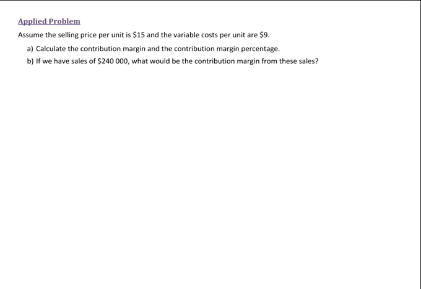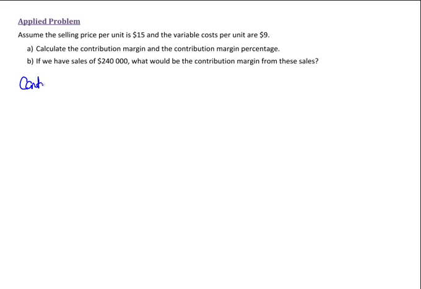So now let's look at an applied problem. We've looked at the basics, now let's apply it. Assume the selling price per unit is $15 and the variable cost per unit is $9. Calculate the contribution margin and the contribution margin percentage. Now, I'm not going to go into the details of this. This is what you learn in your course. I'm just going to go into how you work it out.